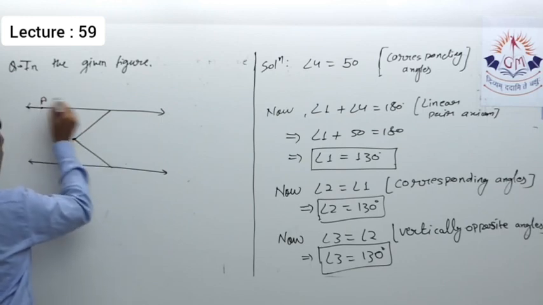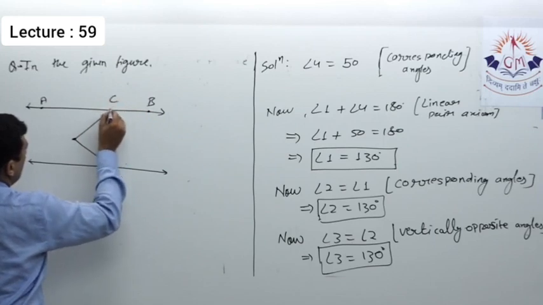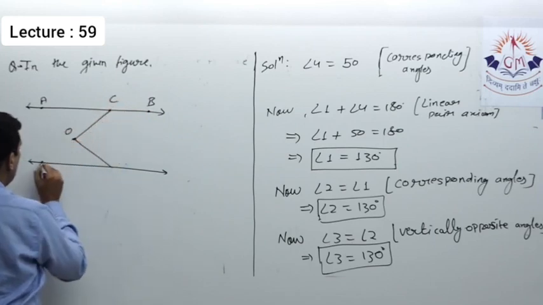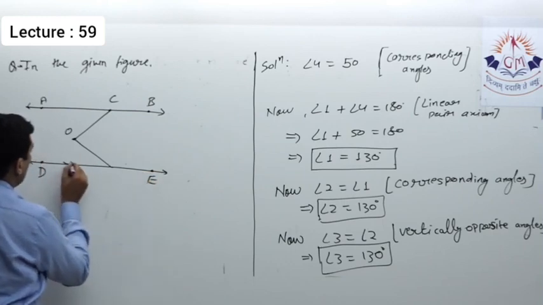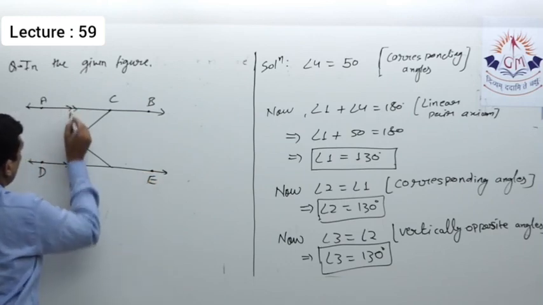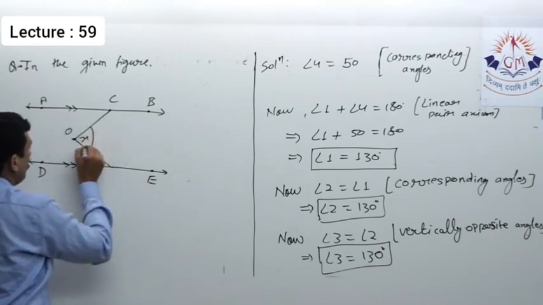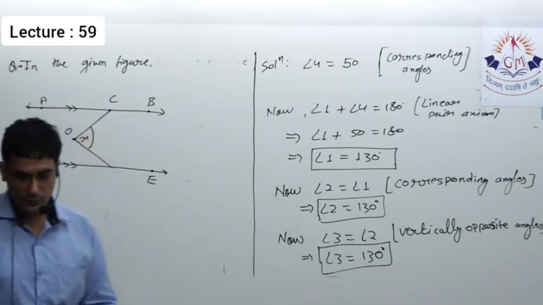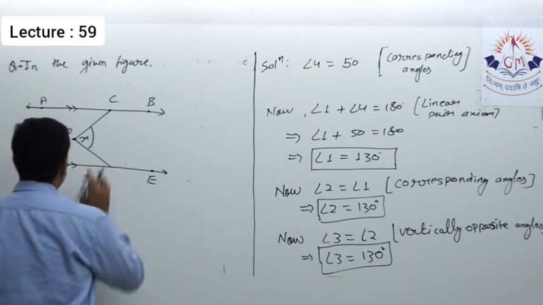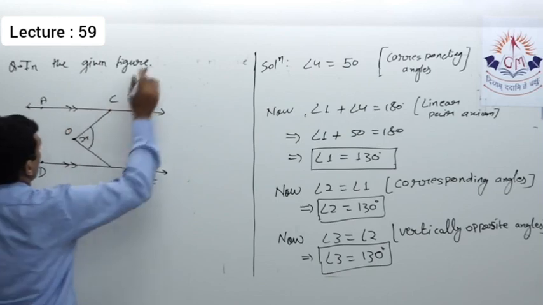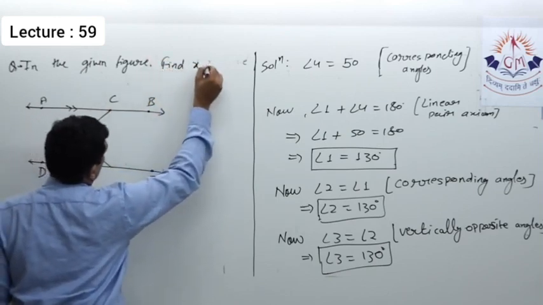Let the points be A, B, C, O, D, E. One thing more, this is given. This arrow shows that AB and CD are parallel. They are asking to find the measure of angle x. Okay. In the given figure, find x.